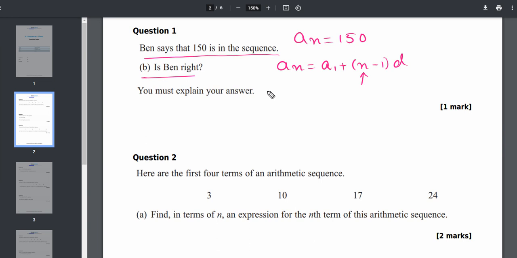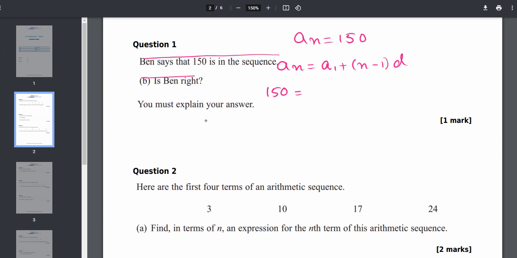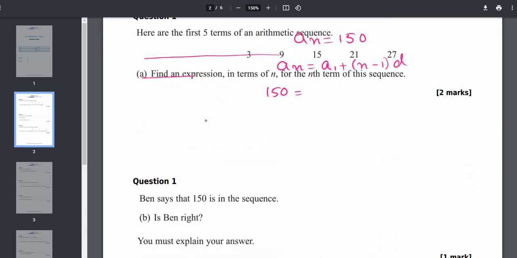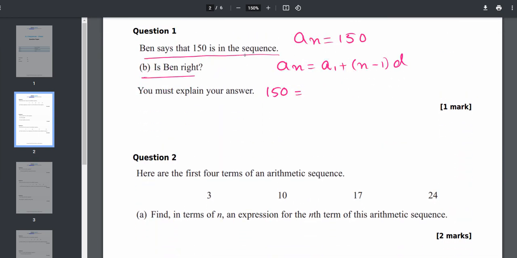So I'll put 150 in place of an. My a1 was 3, and n minus 1 times d, where d is the common difference, that is 6. So I'll just solve it, I'll work it out. So it'll be 3 plus 6n minus 6, so it's 150 equals 6n minus 3.